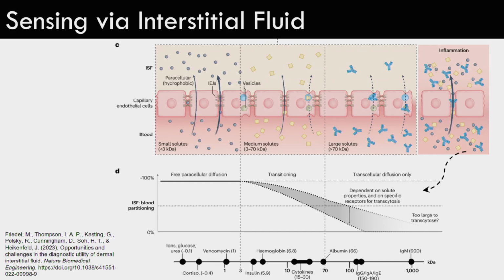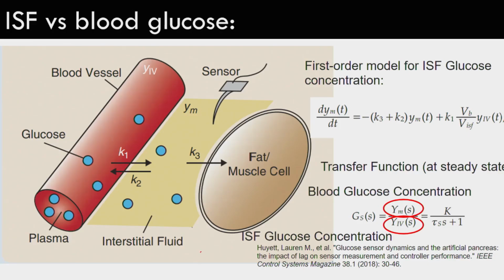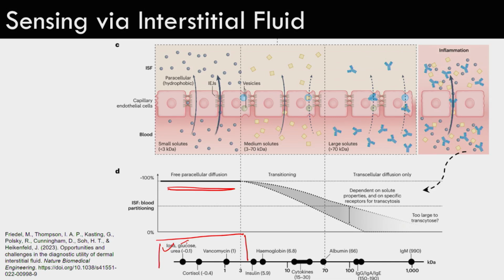So here is a much more detailed diagram. You can see here these are the analyte sizes. Here we have free paracellular diffusion for small molecules like ions, glucose, urea, vancomycin, cortisol. If you want to monitor, let's say, insulin, this comes under medium solute. This is something we call transitioning.